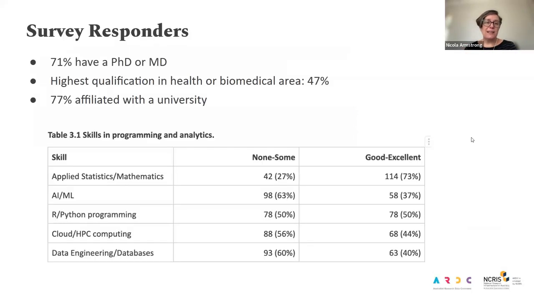So I just wanted to give you a little bit of background to the survey responders that we had. The actual full survey results are in the full report, but most of our survey responders had a PhD or were medical doctors. And in fact, most of them had qualifications in the health or biomedical area. Slightly smaller percentage had qualifications coming from mathematics, statistics, computer science, IT, and most were affiliated with the university. And of course, being affiliated with the university could also have meant that they were at medical research institutes.